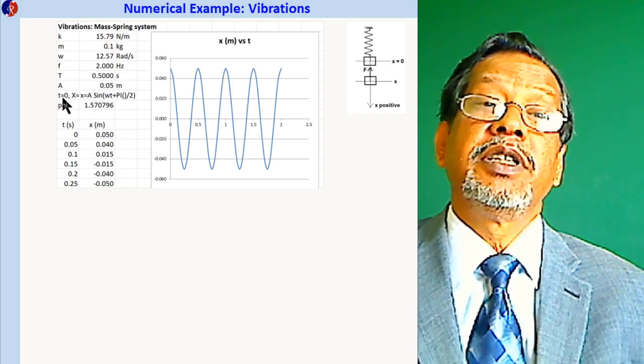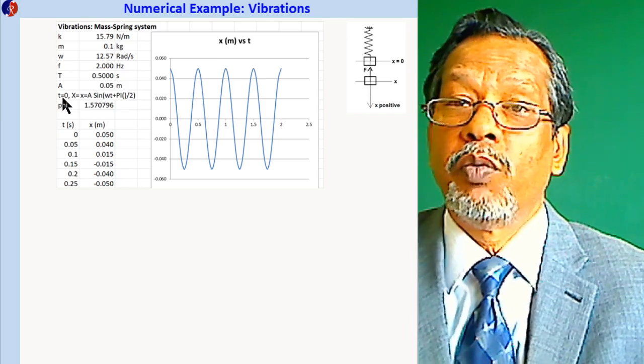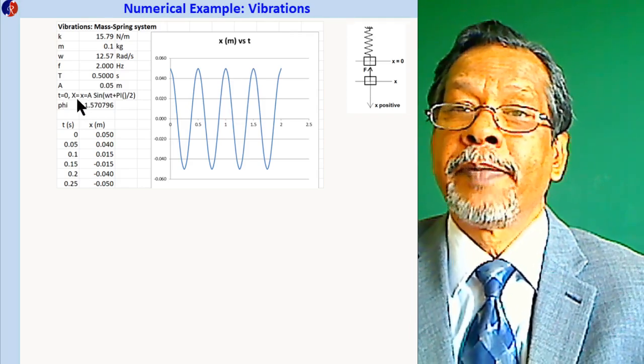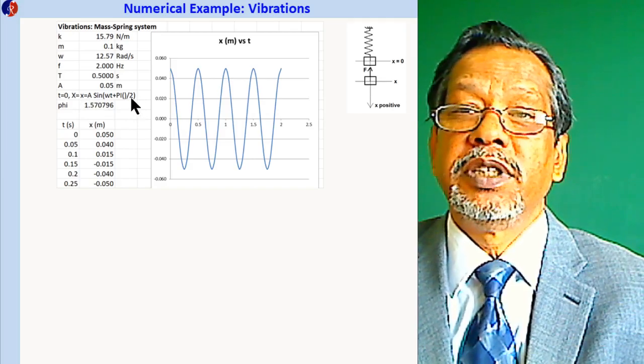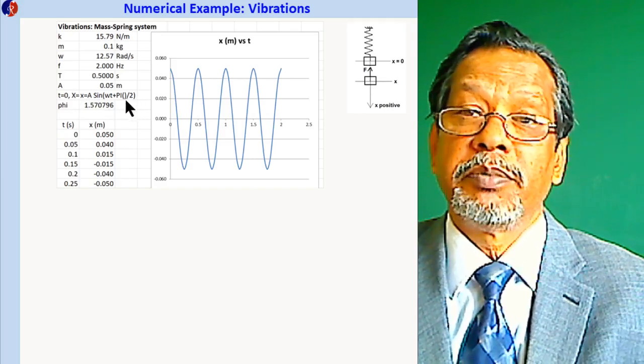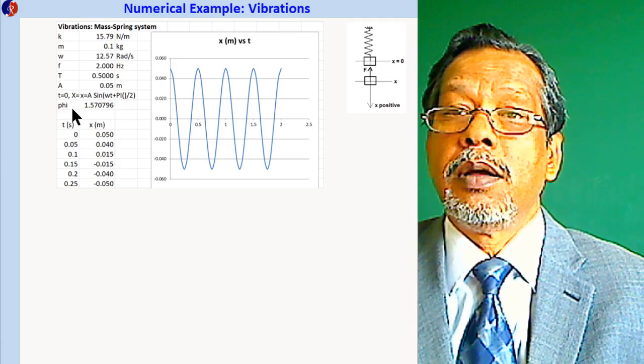Now, using these initial conditions I have given in one problem, at time equals 0, they put in this value into the x formula and calculate phi.